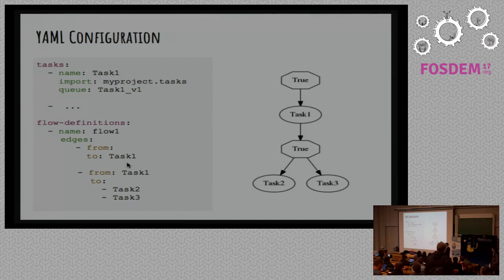Then you provide flow definitions, so you name your flow, and you give edges. So basically, a flow is described by edges. As in the example, there's a started task one. We don't have a source, so task one is run initially, and then after task one is done, we run task two and task three.